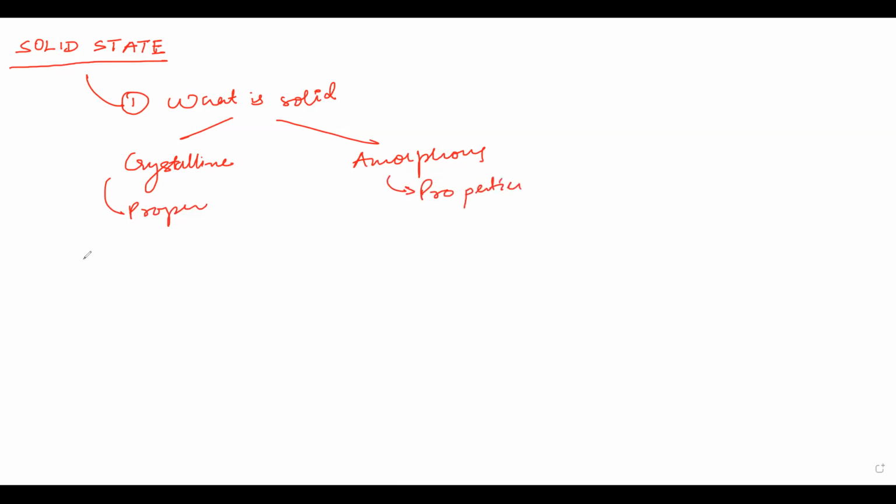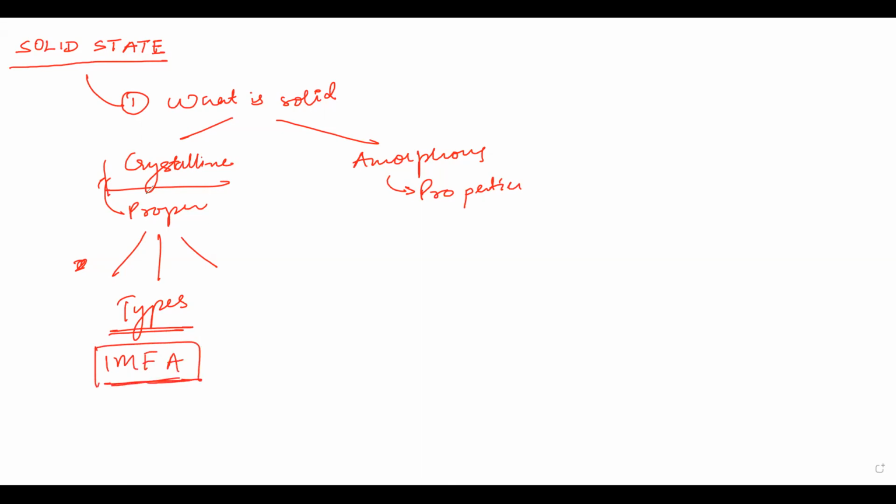Then there are a few questions. In crystalline solid, you have to look at different types of crystalline solid. The basis of this classification is intermolecular forces of attraction. Intermolecular forces of attraction is the basis of this classification in crystalline solid.